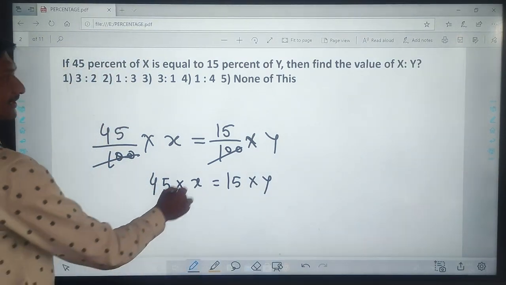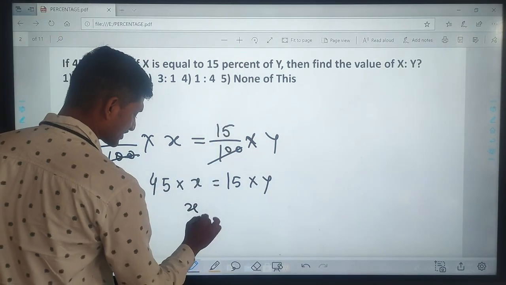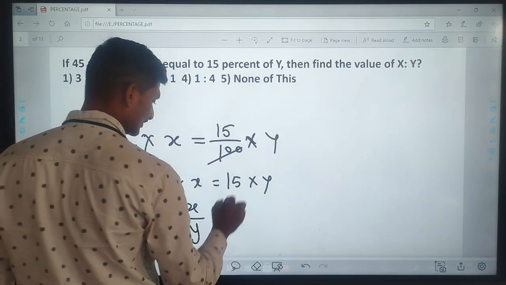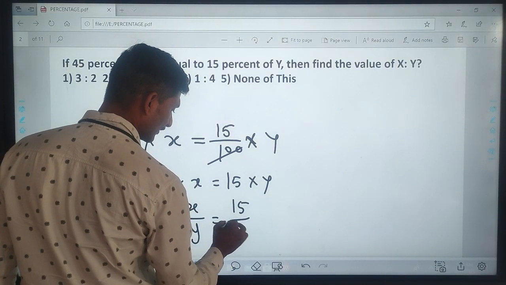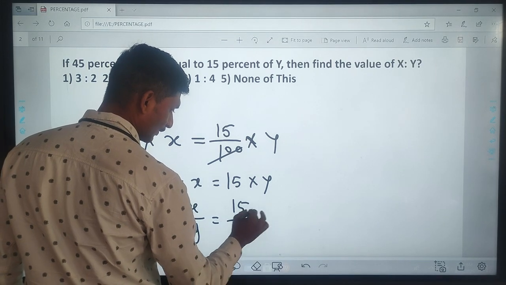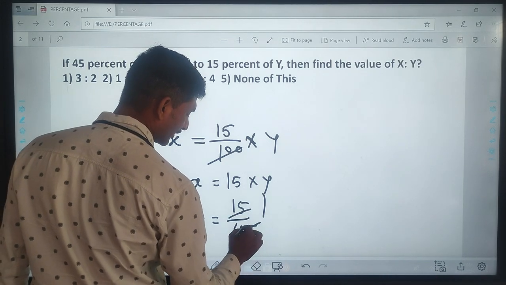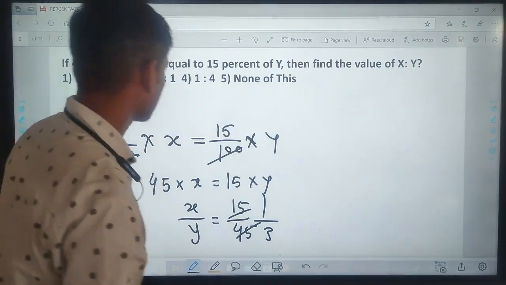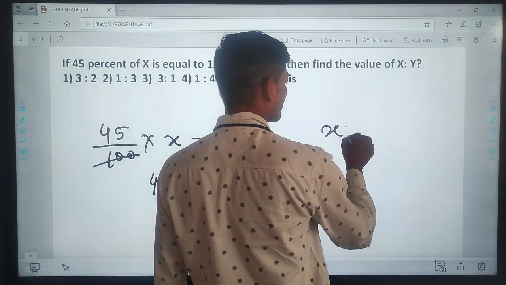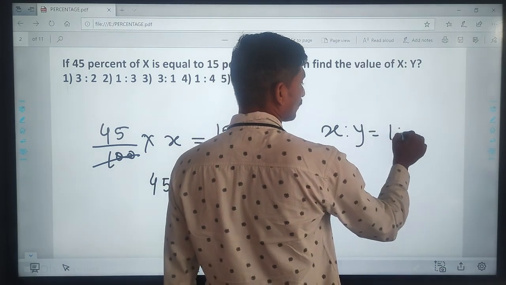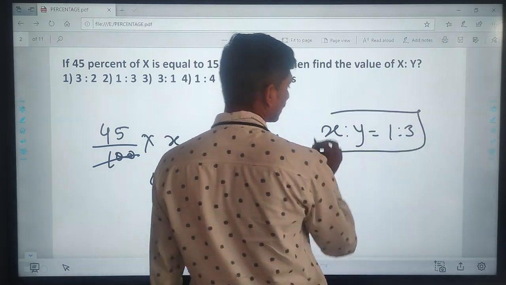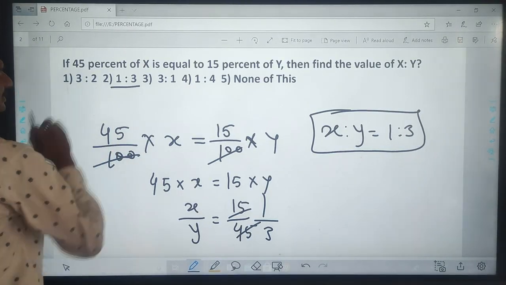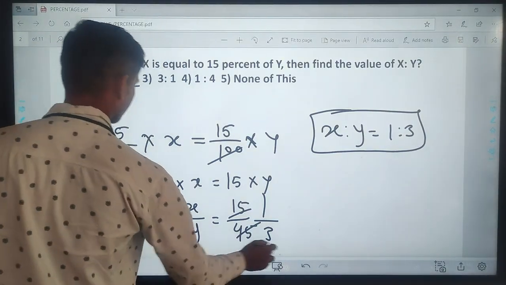Now we find x upon y. Then x divided by y. Here y is multiplied, here it becomes divided. Then 15 divided by 45. Then your answer is x as to y is 1 as to 3. Here the answer is x as to y is 1 as to 3.